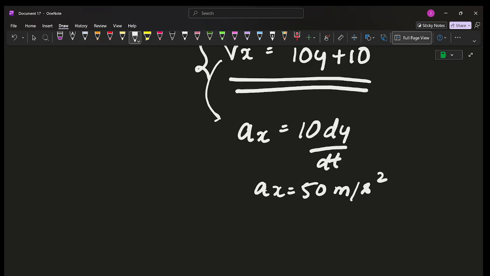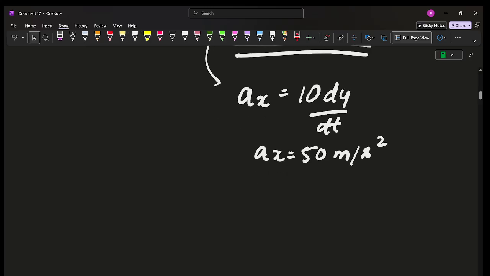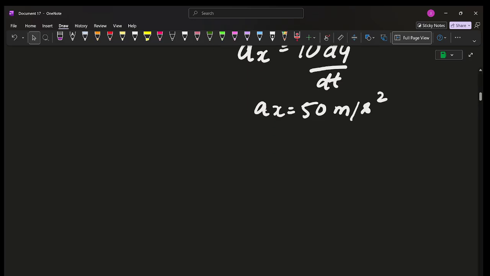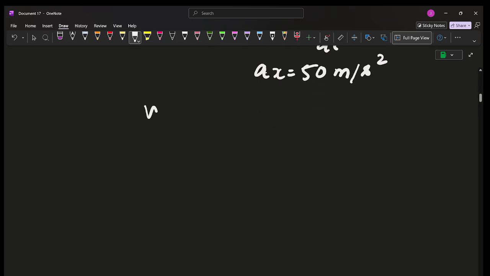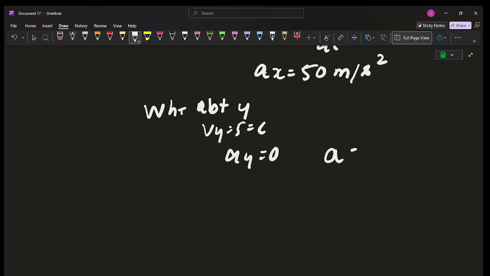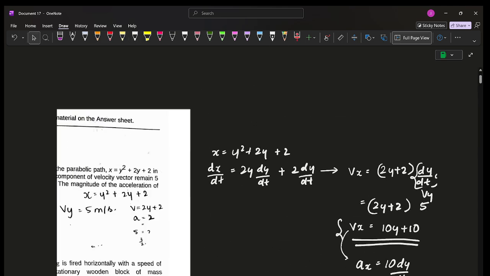Right. Okay, they're asking the magnitude of acceleration of the particle. No, we got it for x. What about y? Since Vy is 5, which is constant, ay is 0. So acceleration is going to be 50 meter per second square. Okay. I think I got it. It's pretty easy. That was actually easy.